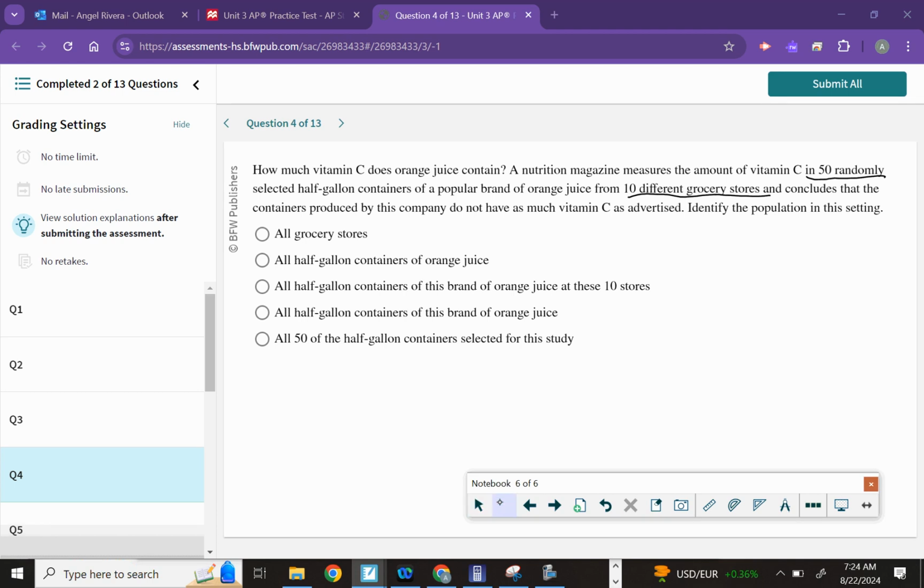So it would be, and it's important, these are half-gallon containers. So it is not all grocery stores, because then we would have had full samples from all grocery stores. All half gallons. Nope, it is not all half gallons, because once again, we did not sample from every half-gallon container of this brand of orange juice at the 10 stores. Right there is what we're looking for. So we're looking at the half-gallon containers. It did say a popular brand, so from this brand, and then they were selected at those 10 stores.